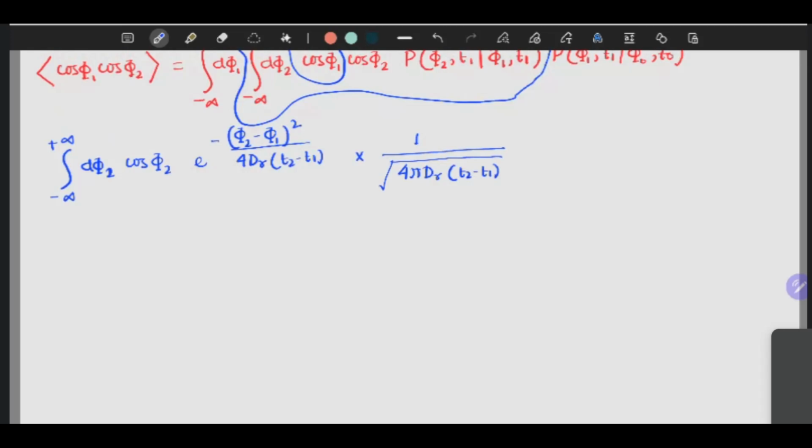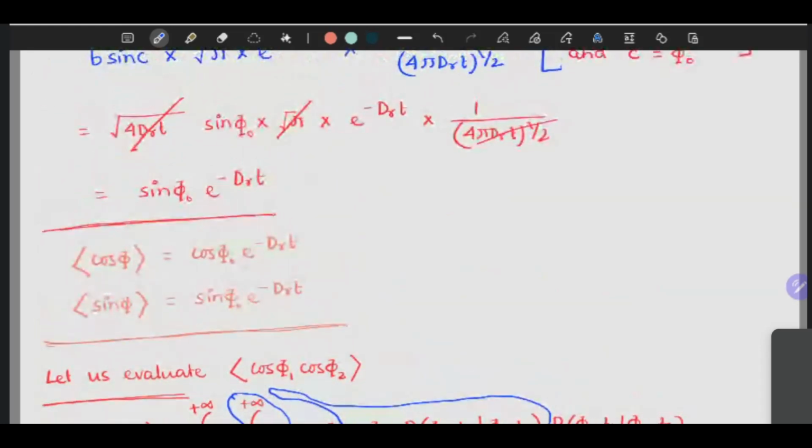Okay, so similar to the previous thing, the only difference is that here the constant term φ naught is replaced by φ1. So this becomes cos φ1 e to the power minus Dr(t2 minus t1). The only thing is this is constant, so we use the formula like this.